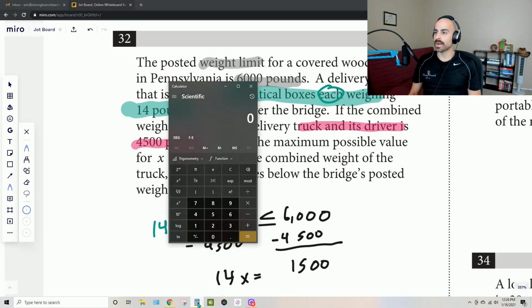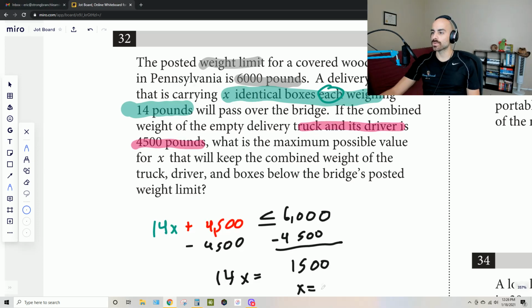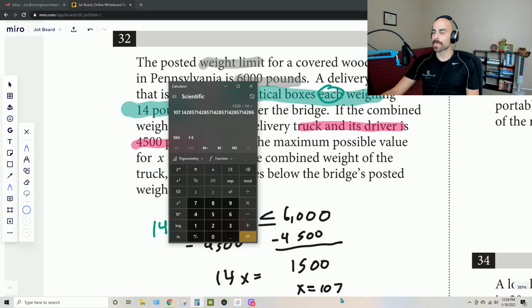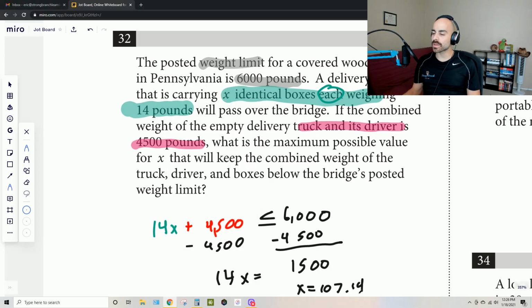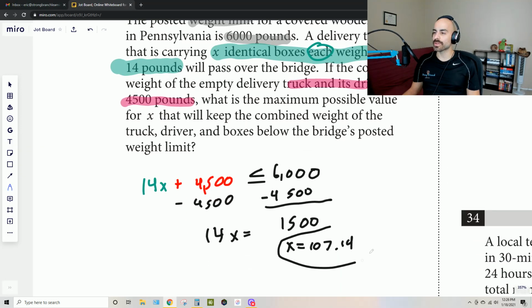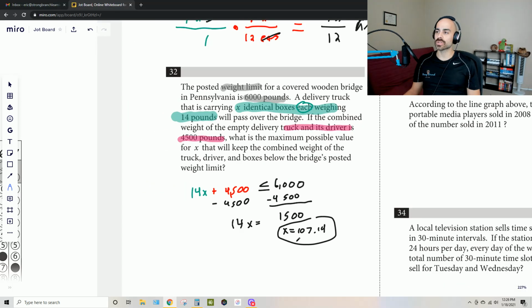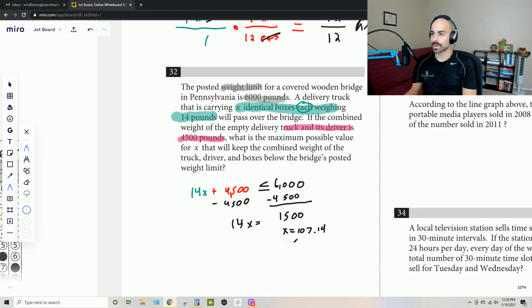And if we divide that, 1,500 divided by 14, you end up with x equals 107.14. Always an interesting answer when we're dealing with a situation where we're dealing with boxes, so we can't actually have decimals here. We want to recognize what's the total number of whole boxes. Because we don't want to go over our weight, we need to stay at the first integer that we round down to, which is x equals 107.